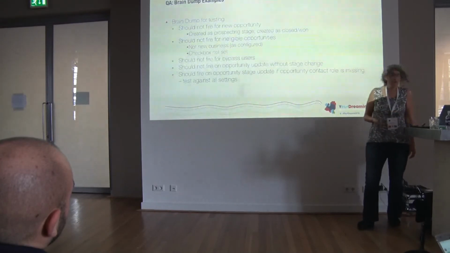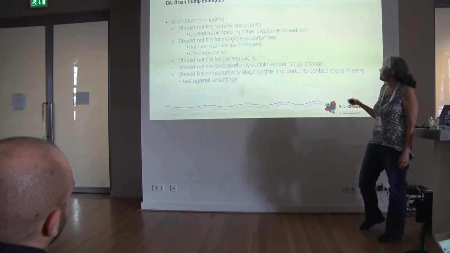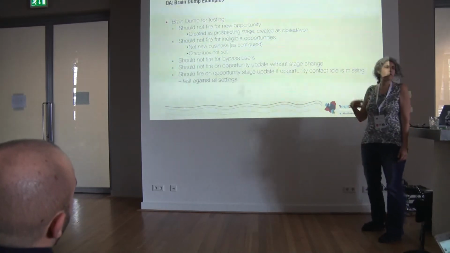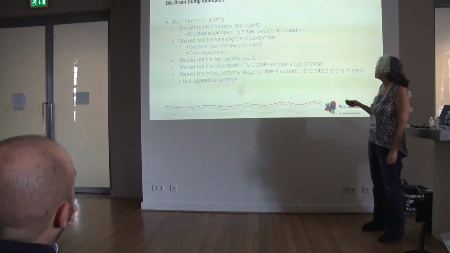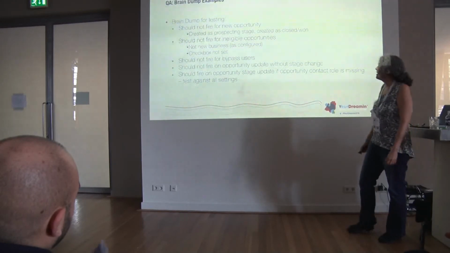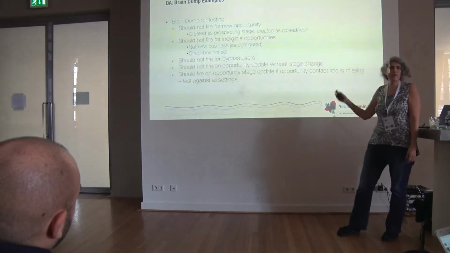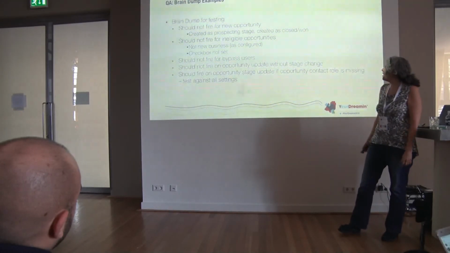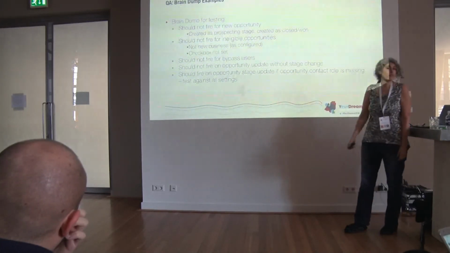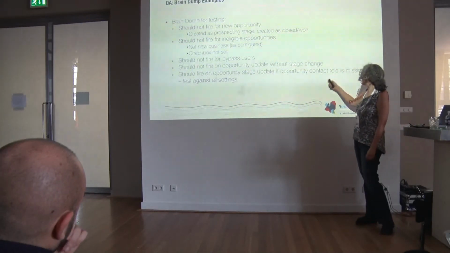So this is an example of my brain dump for this project. It shouldn't fire for new opportunities. So let's create one in the prospecting stage, create one as closed one. So even if it's created as closed one, it's not firing, right? It shouldn't fire for an ineligible opportunity. So create one that's not new business, make sure the extra checkbox isn't set. It shouldn't fire for a bypassed user. It shouldn't fire on an opportunity update without a stage change. And it should fire on opportunity stage update if the opportunity contact role is missing.